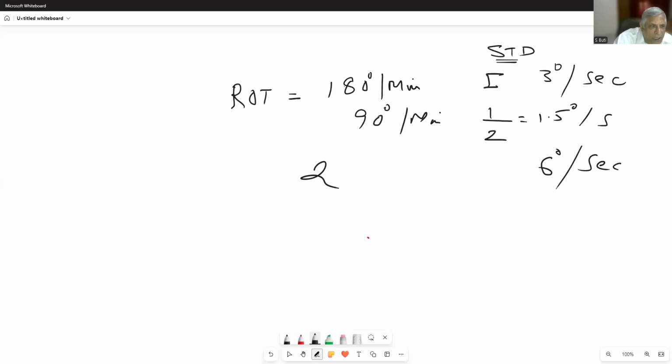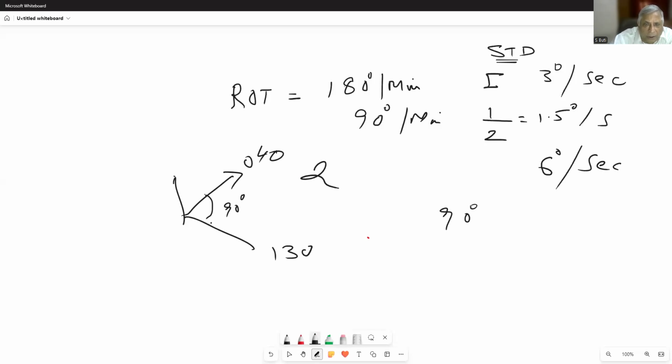Then the question can be asked that, okay, you are facing in this direction now, let us say 040. Aircraft turns on to 130. So calculate, it is 90 degrees. So he can ask you that if you have taken 60 seconds, what is your rate of turn? 90 degrees divided by the time 60 seconds comes to 1.5 degrees per second. Tell him I'm turning at rate half.